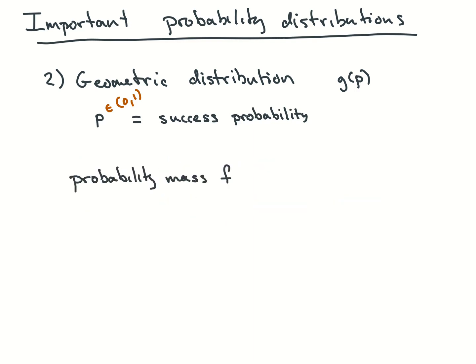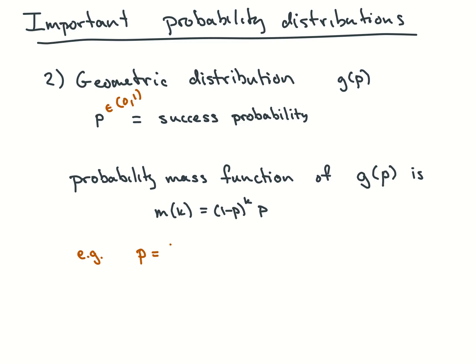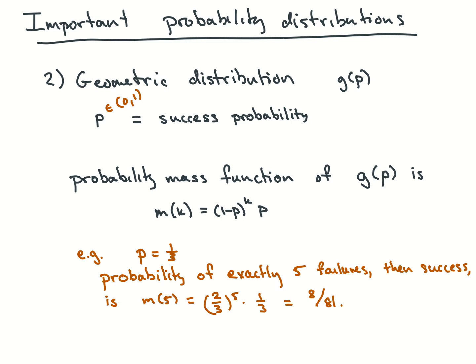The probability mass function of a geometric random variable with parameter p is given by this formula. So for example, if the probability that I succeed on each trial is a third, then the probability of having exactly 5 failures before my first success is this.